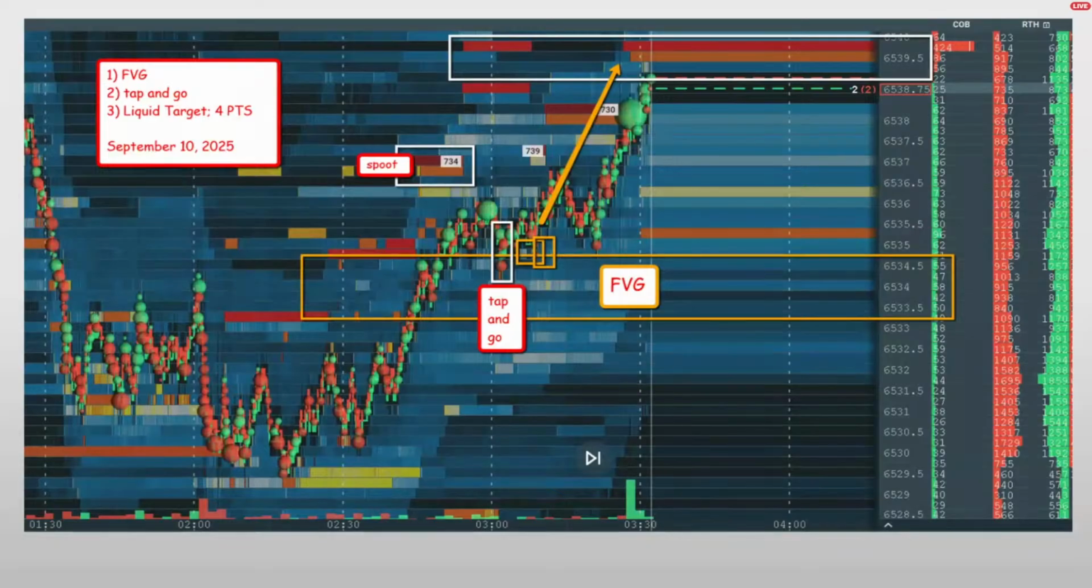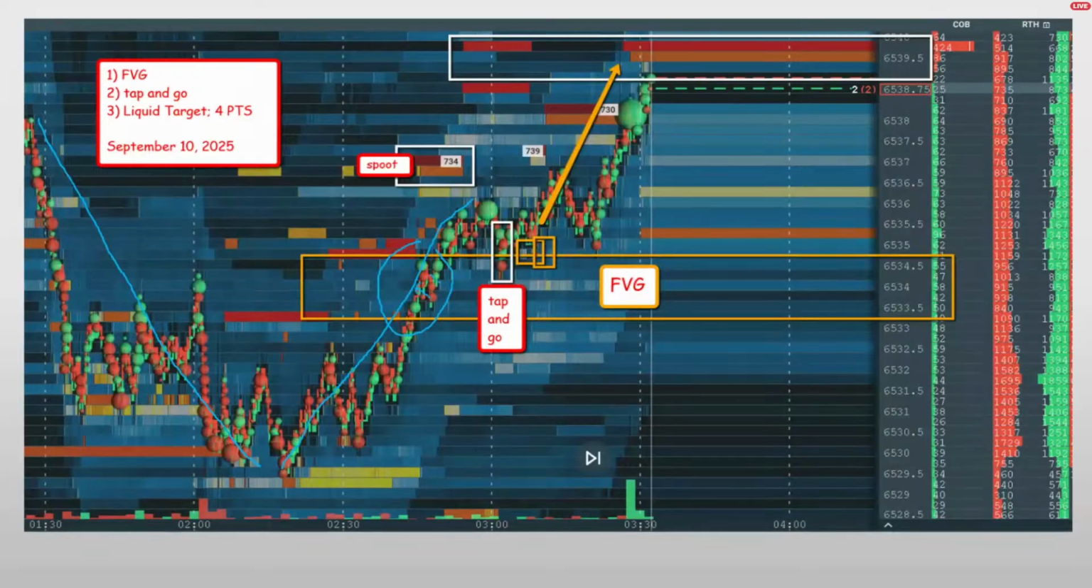Okay, so here's our second example. We're going to have a number of examples here that we're going to go through. This is another example. Price came down, and then you just have to really be patient and wait till a fair value gap develops, which it did. So this fair value gap developed here.